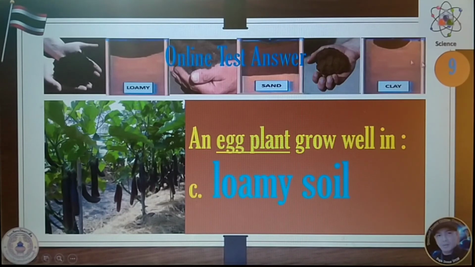Online test answer number 9. An eggplant grows well in C. Loamy soil.